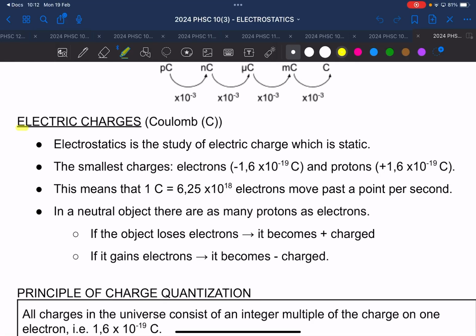It says there, electric charge is measured in coulomb. What is electrostatics? It's the study of electrically charged particles that are static.